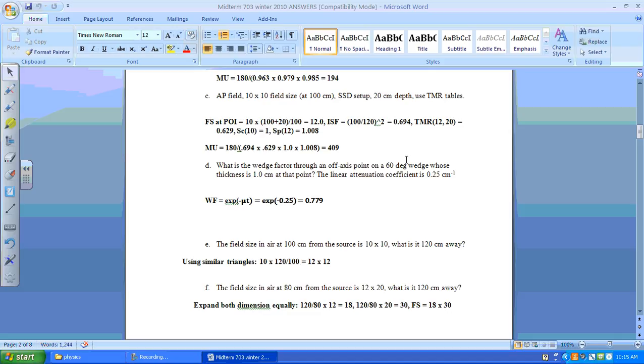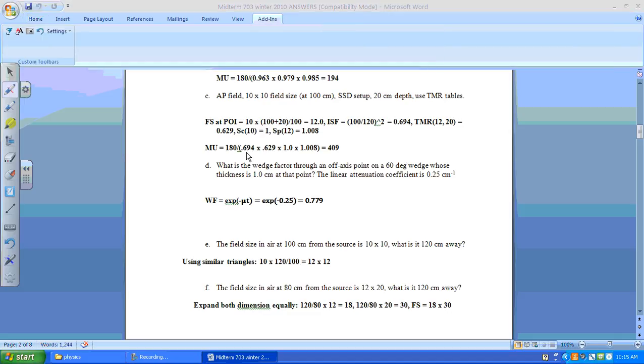Okay. So MU is 180, inverse square factor is here, inverse square factor is here, and then 0.629 was the TMR for a depth of 20. 1 is the S sub C, and 1.08 is S sub P.